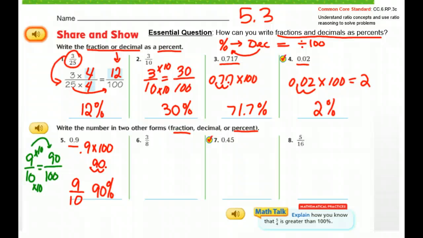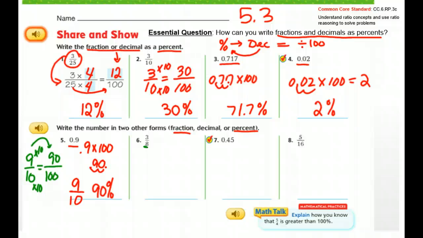I would like you to go ahead and change example 6 into, since it is a fraction, then I would like you to write the decimal version of that and then find the percent. Go ahead and pause the video and take care of that. Okay, thanks for pausing the video.